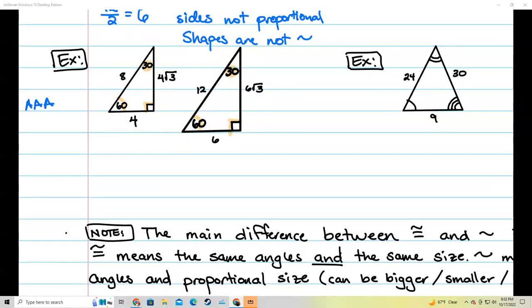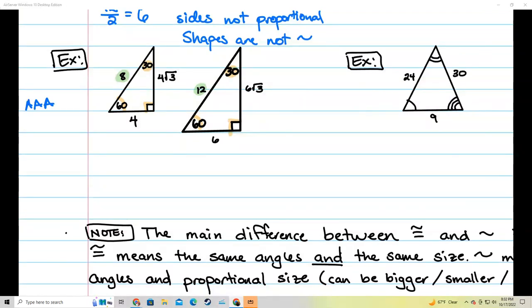I'm going to go ahead and match up the sides. So I'm going to see these two, the hypotenuse. So I'm going to match up the 8 and the 12. Just like last time, I get to make a decision. I can either go big to small or small to big. It doesn't matter, but once I pick something, I better stay consistent with it.